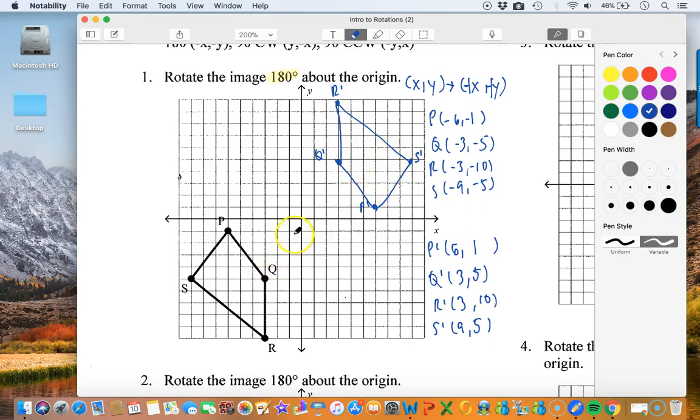If you look at the pre-image and the image, the side lengths are still the same. The angle measures are still the same. The only thing that's changed is the orientation.